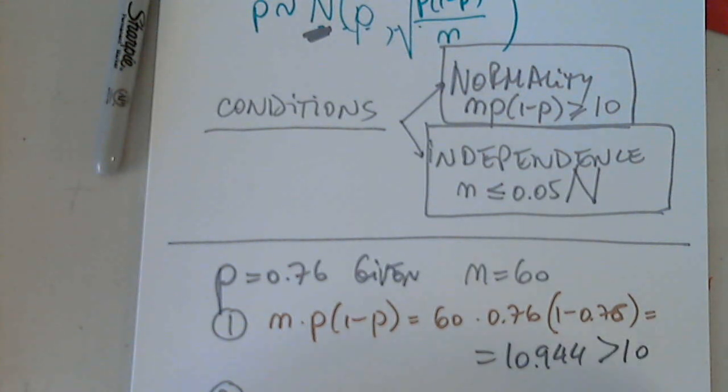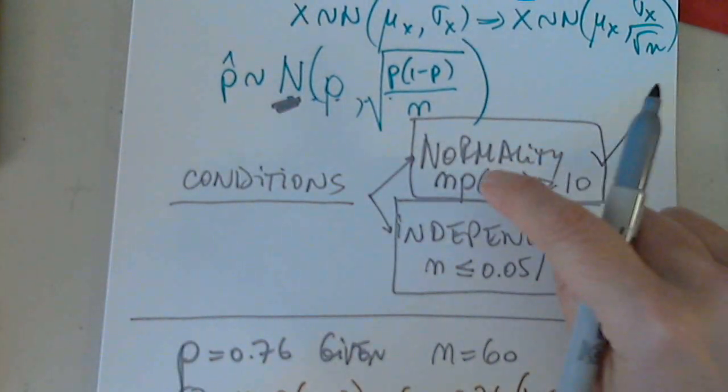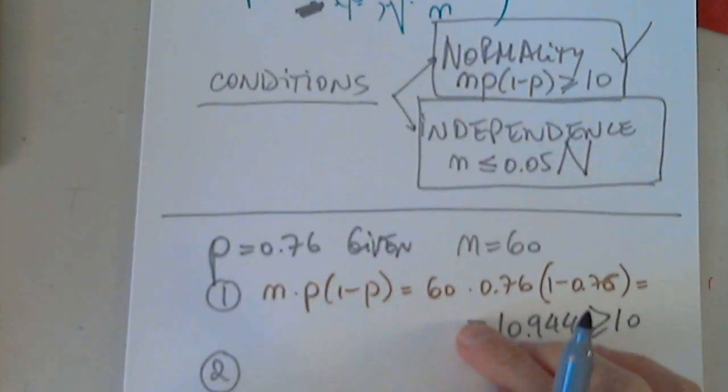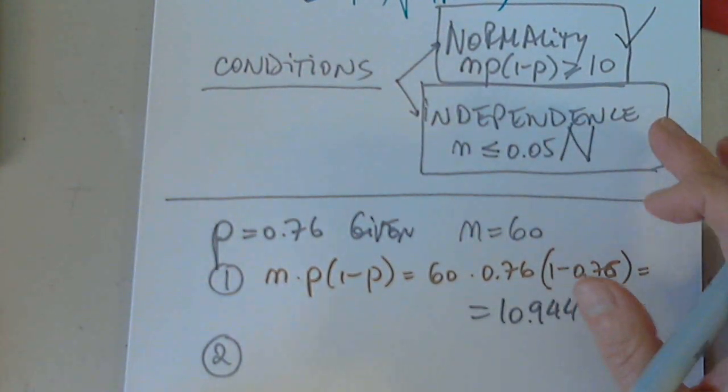It is greater than or equal to 10. So the normality condition is fulfilled. Now I have to check the independence.